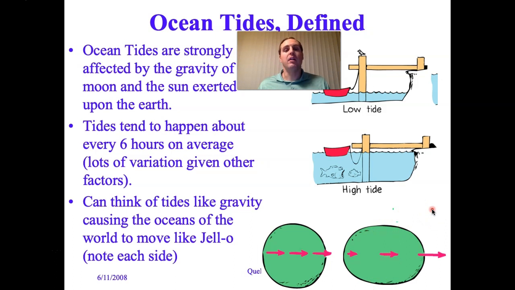And by the way, you can also have higher than normal high tides when you have spring tides, and that's because the moon and the sun are basically in alignment. But you can have lower than normal high tides if you have neap tides, and again, that's when the moon and the sun are sort of perpendicular to one another.